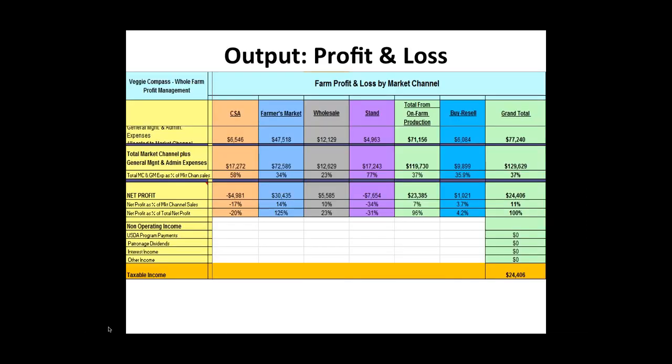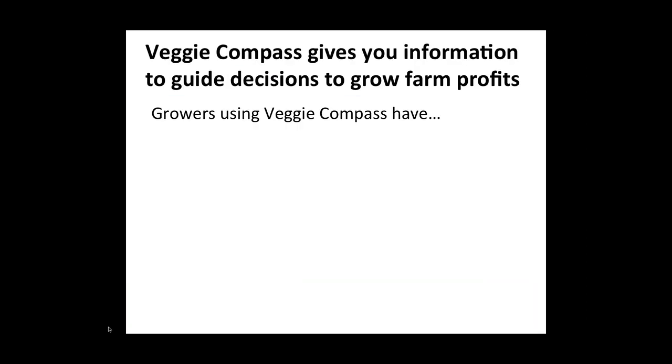The last page is this profit and loss by market channel sheet, which gives you kind of a summary of each of those market channels and shows you how those different channels are either contributing or detracting from the profitability of your farm. It's no small task to use VeggieCompass, but we believe that without doing this, you're kind of in the dark in terms of assessing profitability on your farm.